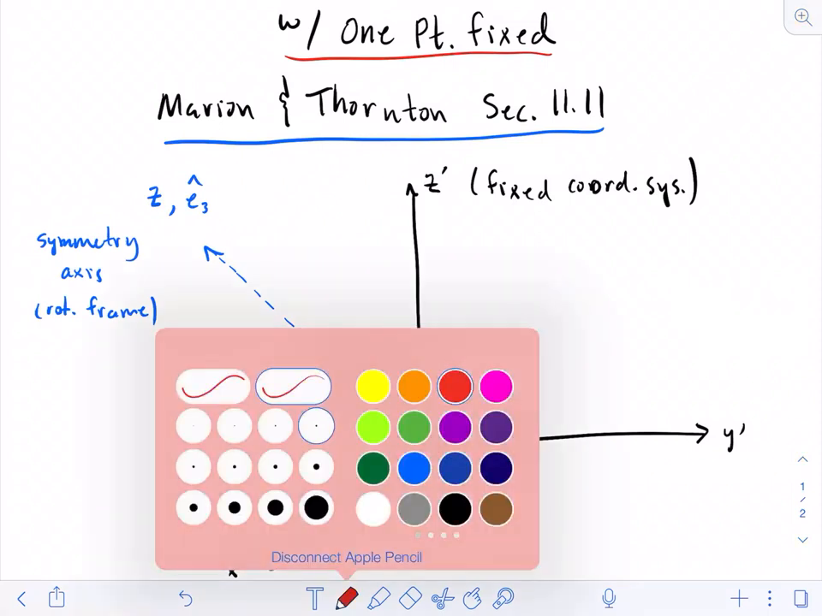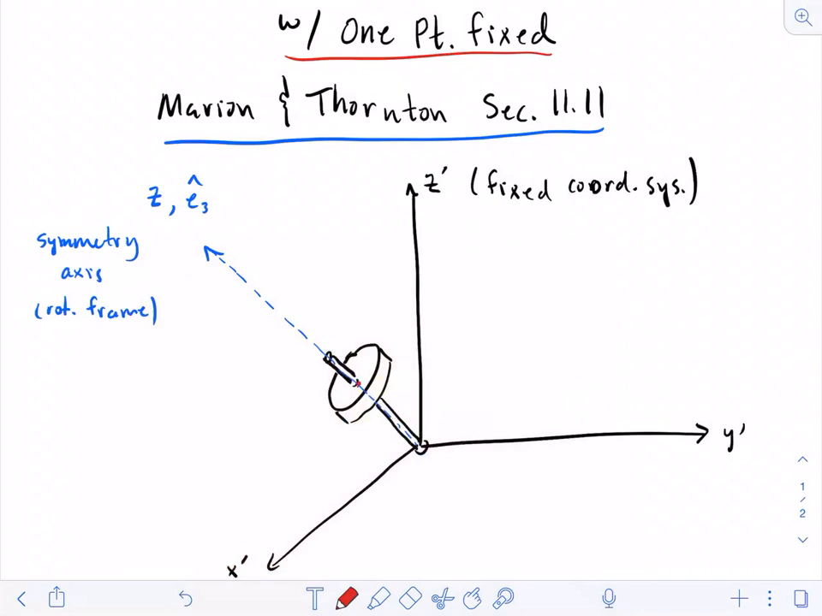Okay, there is a net force acting on our top. And so let's say our center of mass is somewhere here close to the disk part of the top. And so there is a force mg acting on our top. And let's make the distance from the origin to the center of mass h. Okay, so h is the distance from the origin, which is where our fixed point is, to the center of mass.